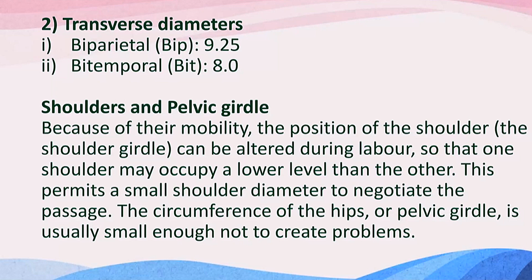Shoulders and pelvic girdle. Because of their movement, the position of the shoulder can be altered during labor, so that one shoulder may occupy a lower level than the other. This permits a small shoulder diameter to negotiate the passage. The circumference of the hips or pelvic girdle is usually small enough not to create problems during the labor process.